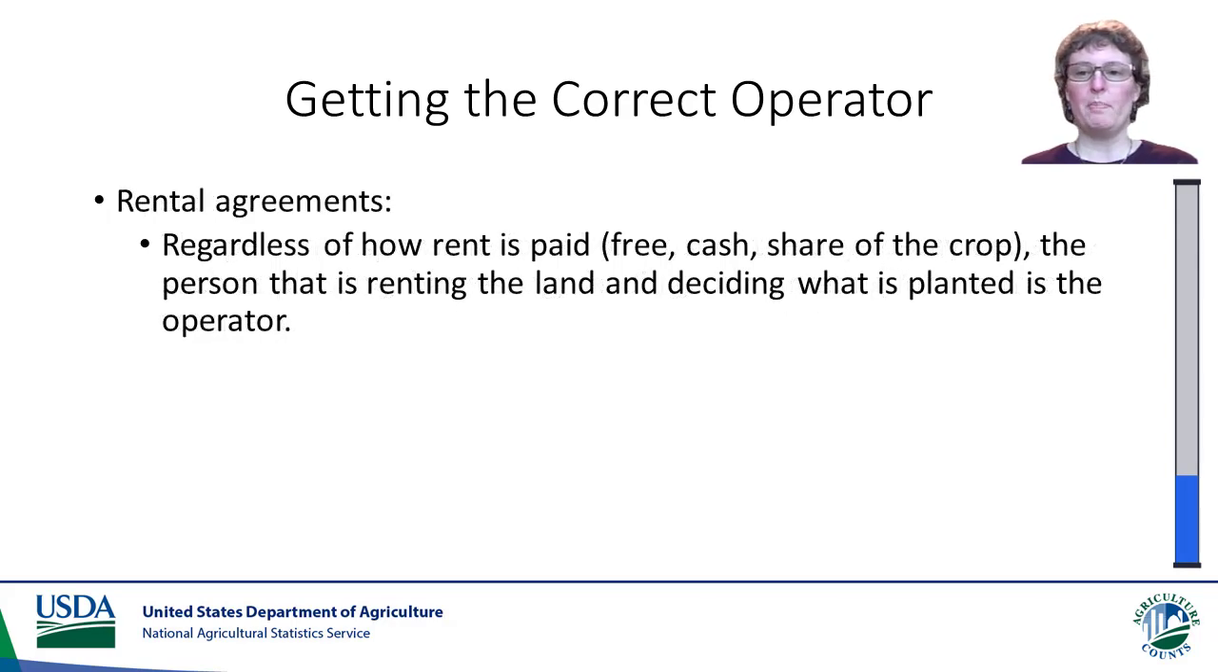In a rental agreement, one person or entity owns the land, the landlord, and allows another person to operate or farm it. Regardless of the rental agreement, the renter is the operator. Remember, if the landlord happens to live in the segment, the landlord will have their own tract for their house, and the renter will have a separate tract for the land they operate in the segment.